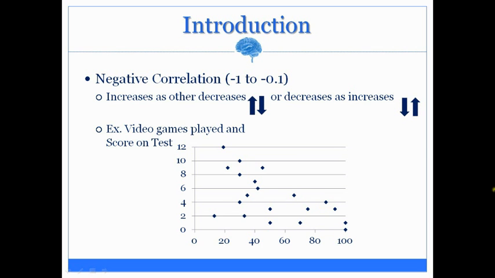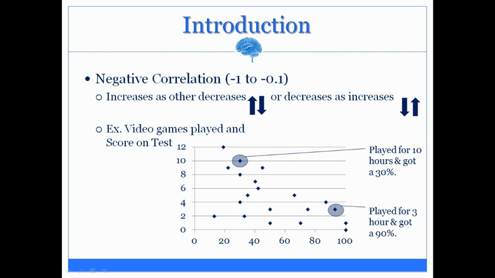So let's just pick out a couple dots at random here. This individual played for about 10 hours, and the individual received a 30% on their test. This individual played for nearly 3 hours and received about a 90% on the test. So again, if you were going to draw some sort of average between these lines, it would probably be somewhere along the lines of here, and that would be a negative correlation, in that as one factor increases, the other factor decreases.